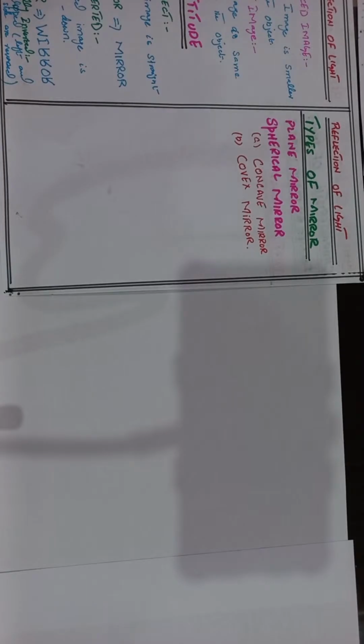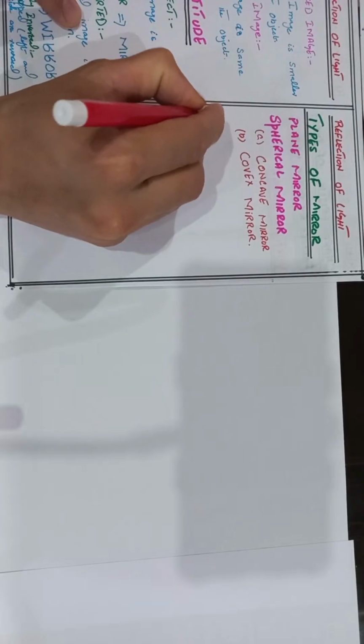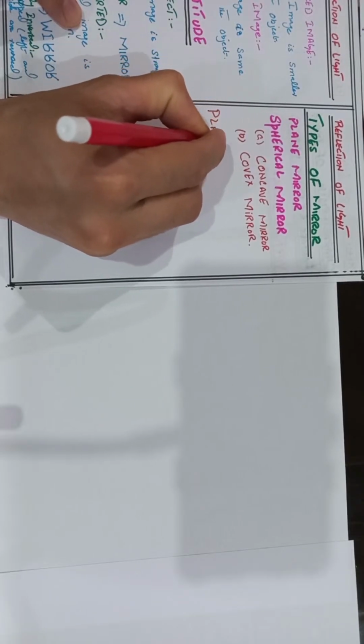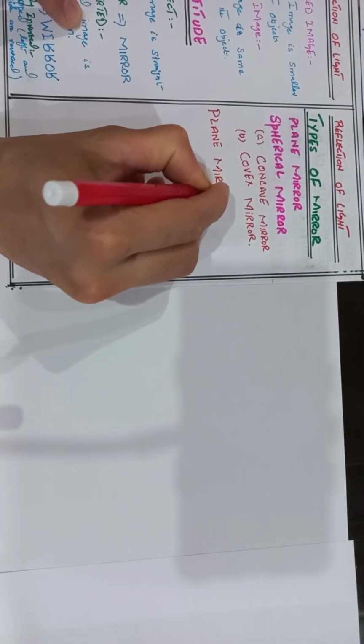So first we discuss what a plane mirror is. A plane mirror is a plain glass surface with one surface polished, a flat surface that reflects light. So this is a plane mirror. Here we first write the definition of a plane mirror. What is a plane mirror?